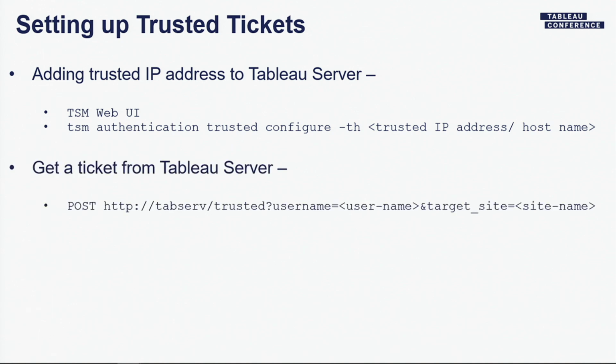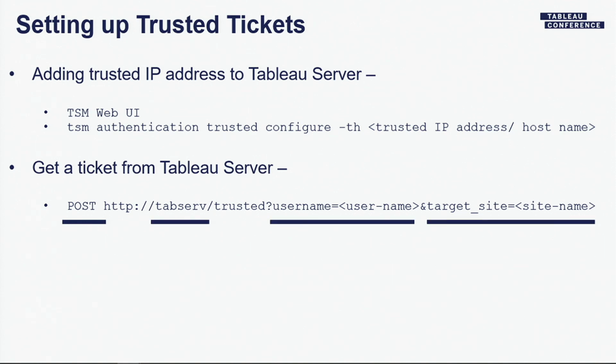So what does a ticket request look like? Something very similar to this. It's a POST request followed by your server domain's name, followed by the keyword trusted, and two different parameters. The first one is for username, where the username value must be for a licensed Tableau Server user. The other one is to specify the site that you're planning on targeting. If you don't specify that parameter, you'll be directed to the default site on your Tableau Server. So that's fine. We get the ticket here.